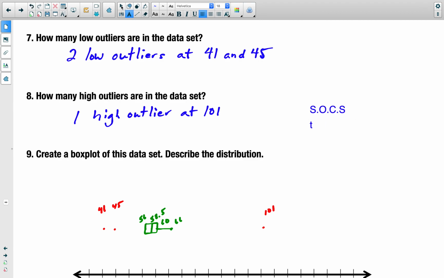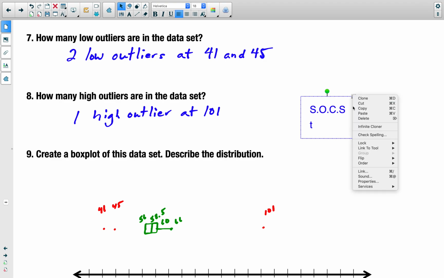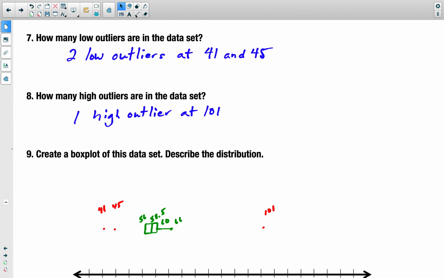What's going on here? Sorry about that. You know what? This is not cooperating right now. All right, I'm gonna just write it.